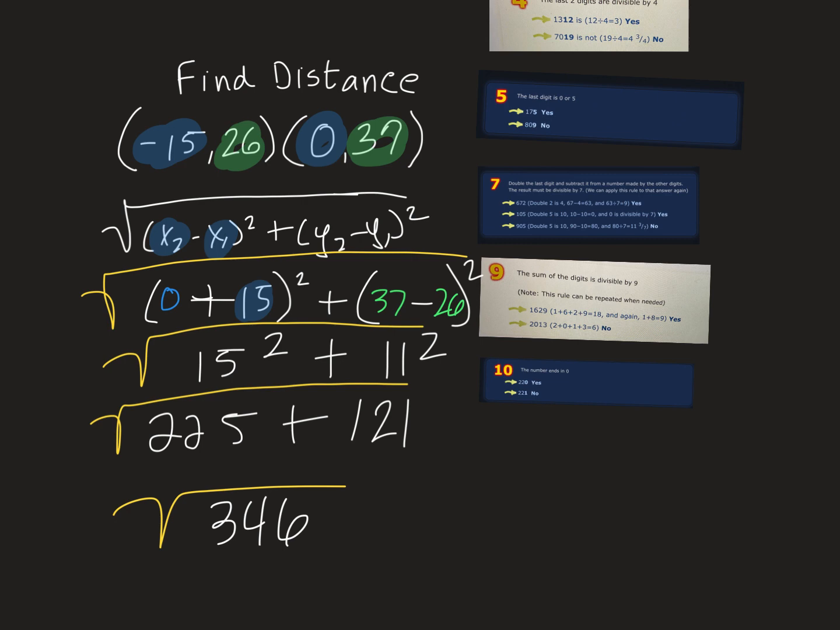So, I wouldn't know if any of those perfect squares go into 346. I know y'all have better number sense than I did at your age, so maybe some of you guys already do.